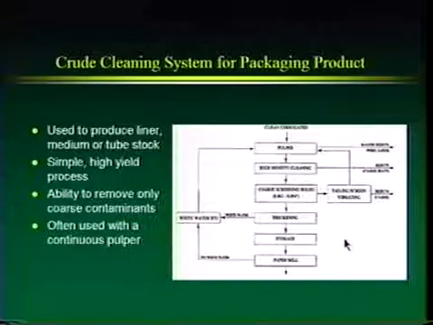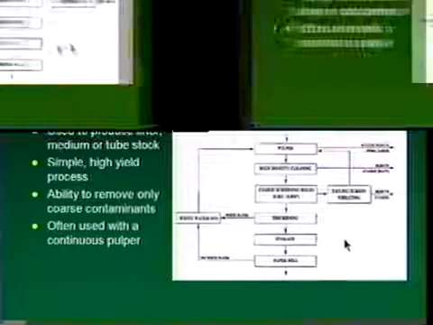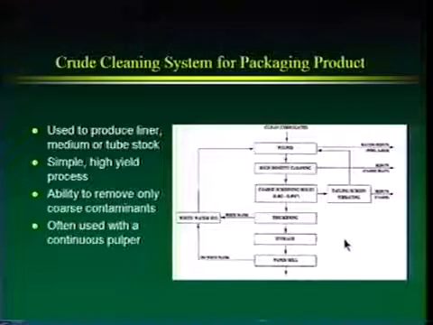All right, now we can start talking about a crude cleaning system for packaging products. So this is used to produce liner, medium, or tube stock. Simple, high yields, and the ability to remove coarse contaminants only. And it can be often used with a continuous pulper. So let's look at that.